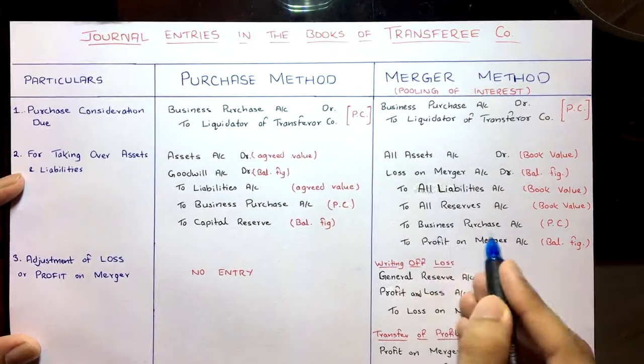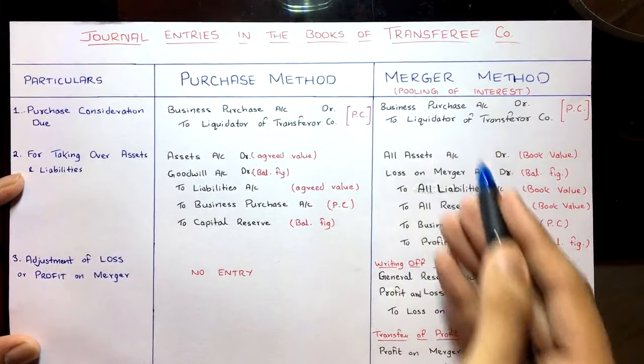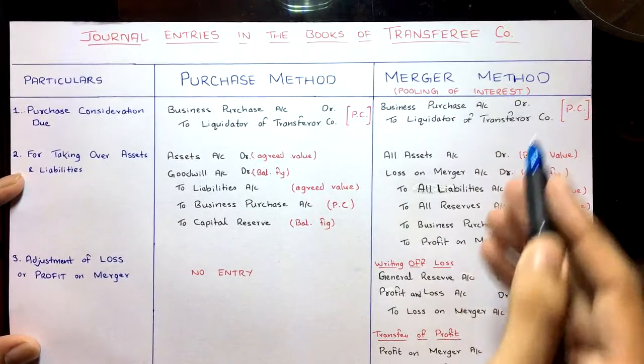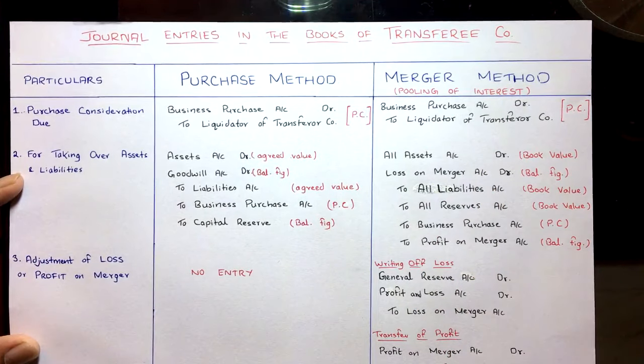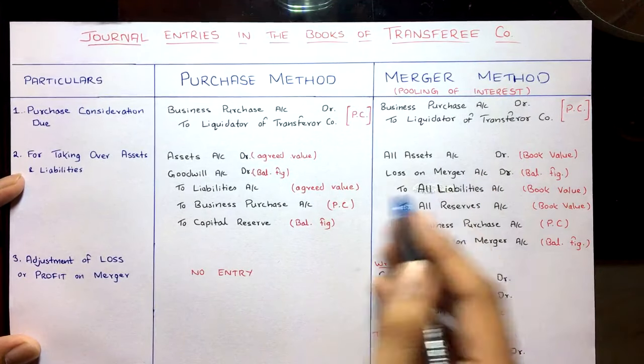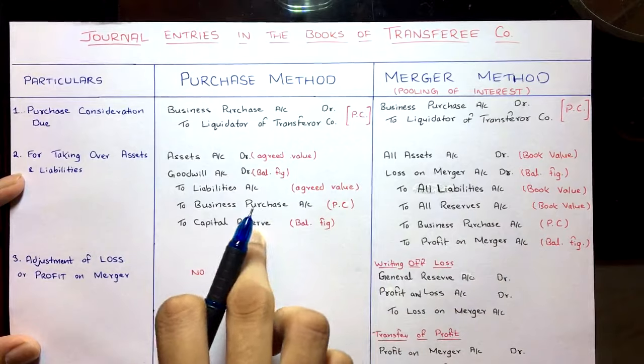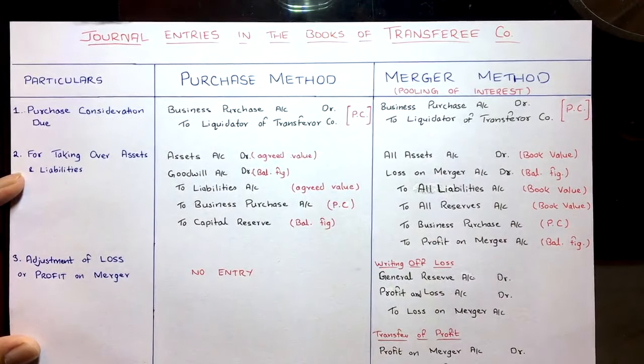And business purchase will come as usual, because you have to cancel this account with an equal credit, right? Whatever is debited over here, you have to credit that. Yes. And there is one more difference, right? The balancing figure difference. Here goodwill and capital reserve, here loss on merger or profit on merger, right?